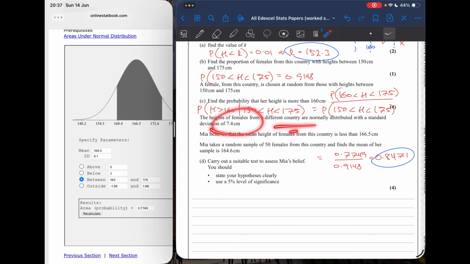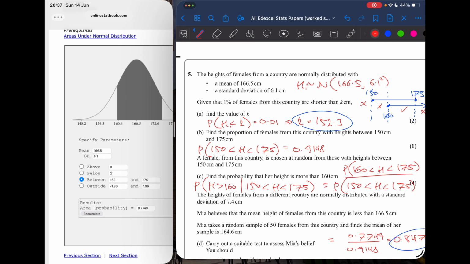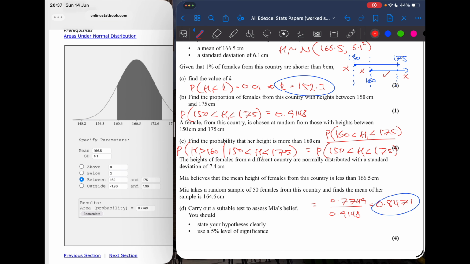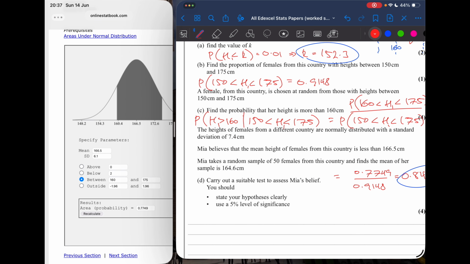Well, heights of females from a different country. So different country, but they're still heights, yeah? So I'm going to go and just relabel. Height 1, height 1, height 1, 1, 1, 1, 1. Is that all of them? Yeah, I think so. So height of country number 1. Now, we're going to have a new height of country number 2, which is distributed still normally with a standard deviation of 7.4. So 7.4 squared in there.